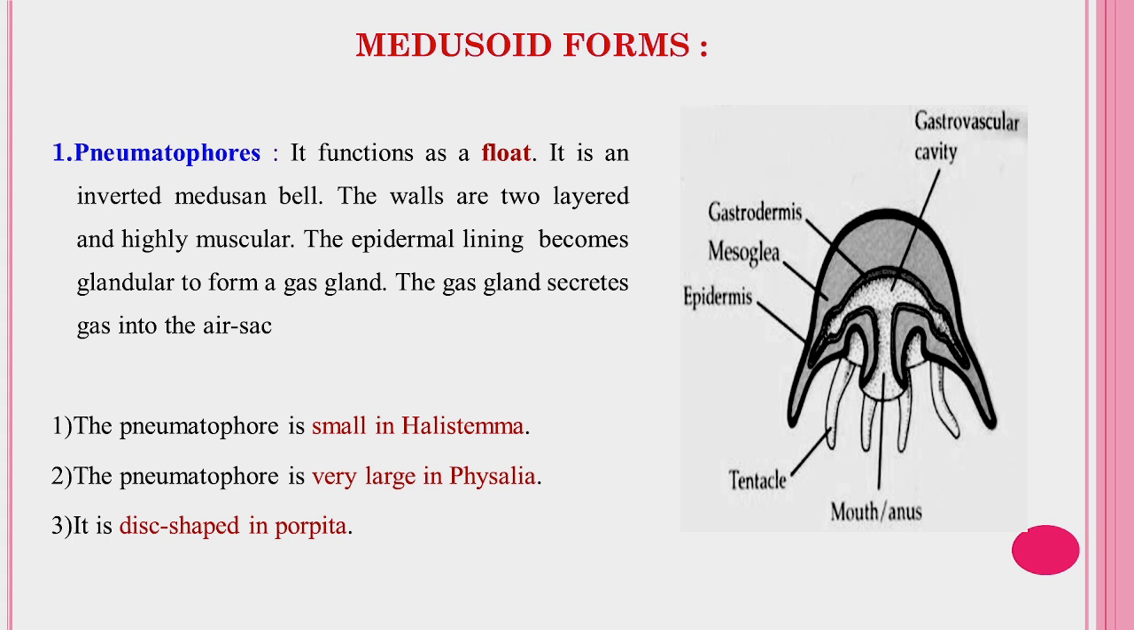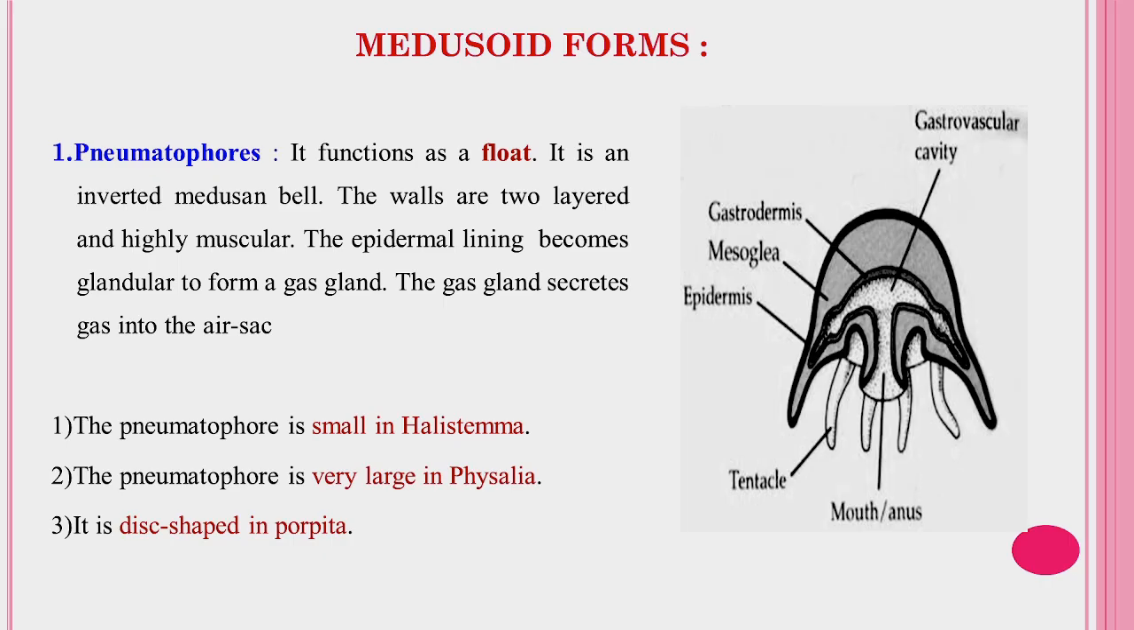So it is an inverted medusan bell. It seems like an inverted bell-like structure, and the walls are two-layered and highly muscular. The epidermal lining becomes granular to form a gas gland, because the gas gland secretes gas into the air sac. Because of the air present in the air sac, the animal is able to float in the water, and it can move from one place to another.